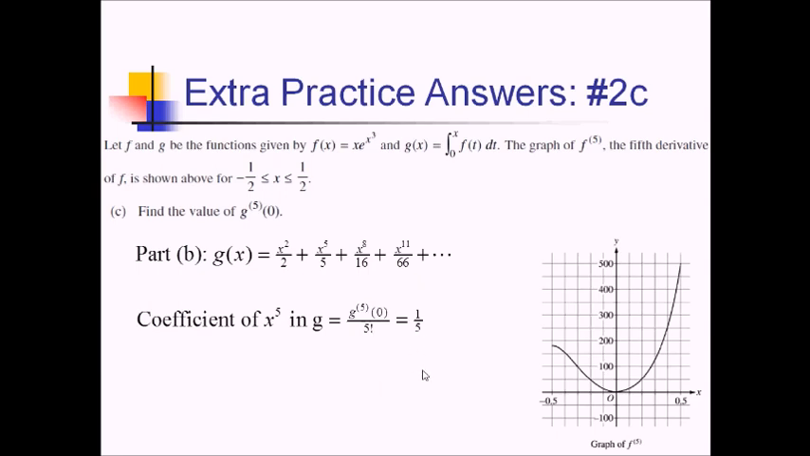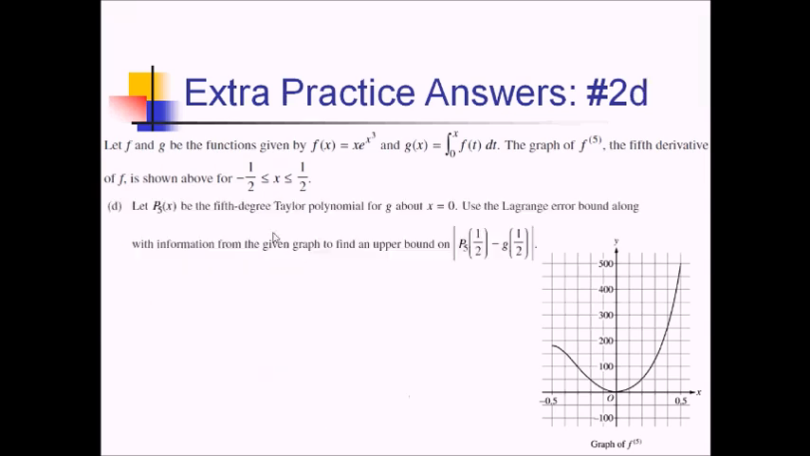So I've got 5 factorial over 5. 5 factorial is really just 5 times 4 factorial. So the 5's cancel, leaving me with just a 4 factorial up top, which I could reduce and simplify if I wanted to, 24.